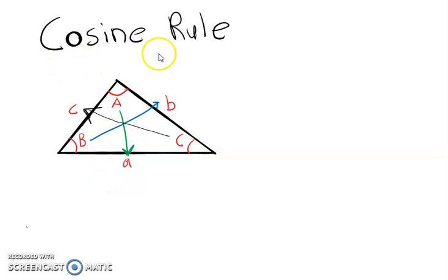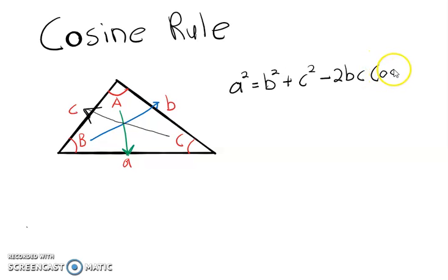Alright, so here we come to the cosine rule, or law of cosines. The formula for the cosine rule is given by a square equals b square plus c square minus 2bc cos A. Okay, this is the formula for the cosine rule.